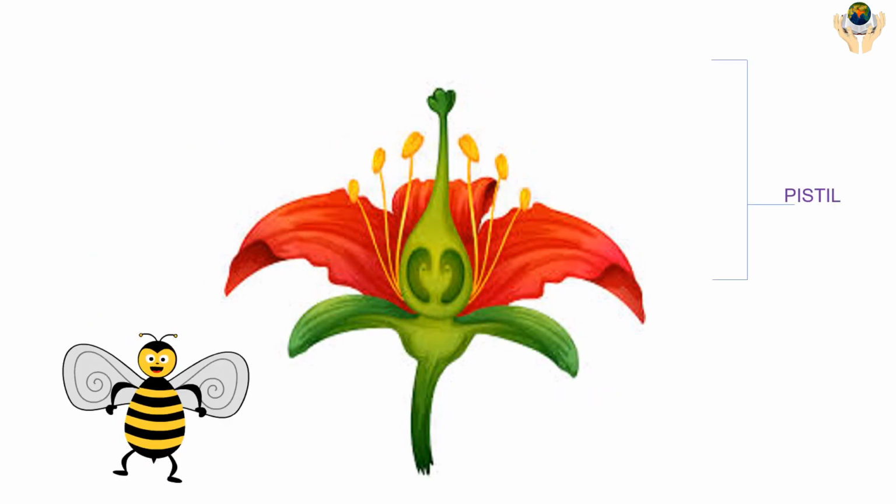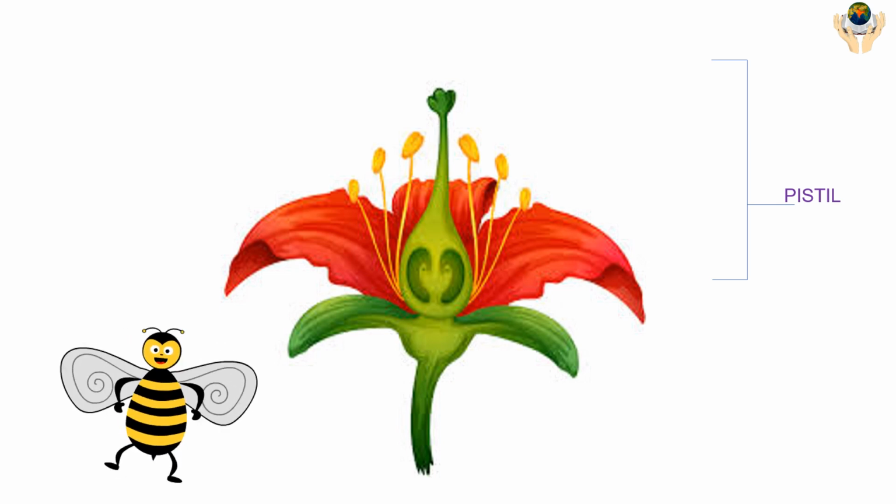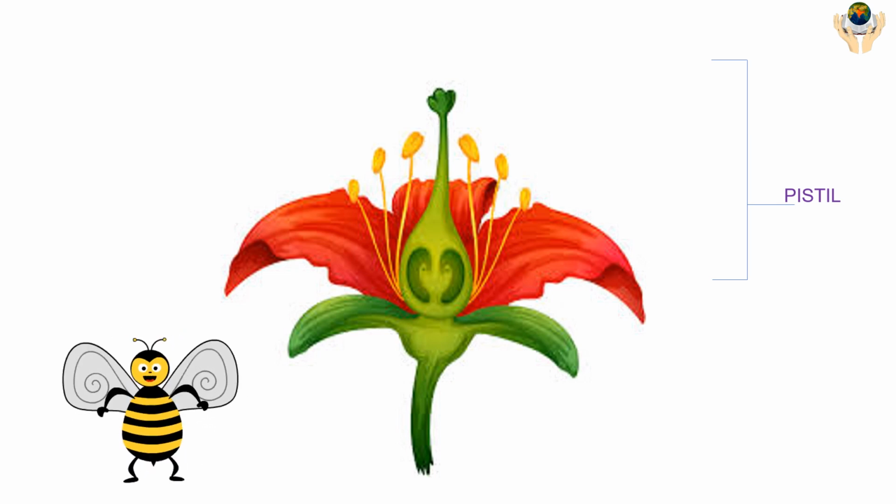Pistil. This is the female part of the flower. Collection of pistils is called the gynoecium. Pistil consists of four parts: stigma, style, ovary, and ovules.